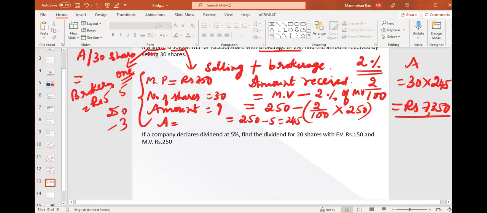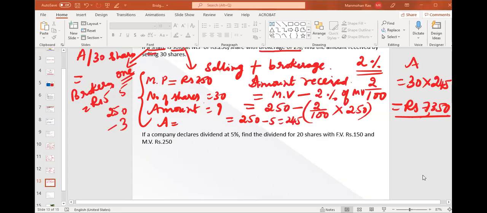Hope you have understood. This is a direct application for your FYBCom percentage: where exactly we use percentage, and how to calculate the percentage of brokerage, percentage of dividend, and then profit and all. So we are using this percentage in the course.